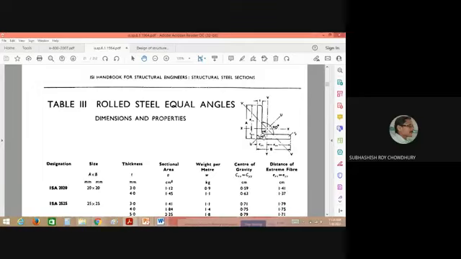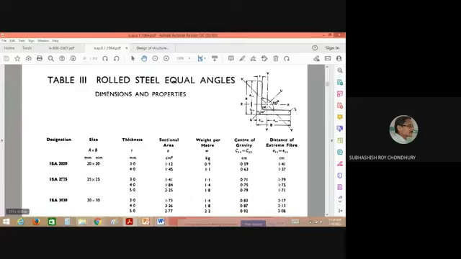Now this leg and this leg, if they have the same cross-sectional shape, dimension, parameter, and property, if they are identical basically in all respects, then that is called the equal angle section. So this is the equal angle section that we may use for designing different components of the steel structure.